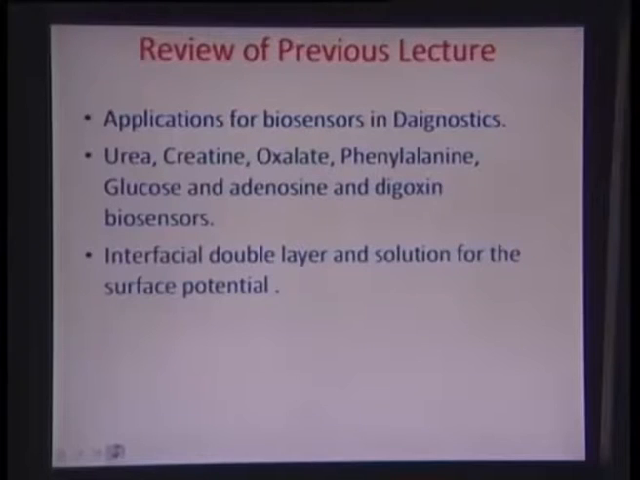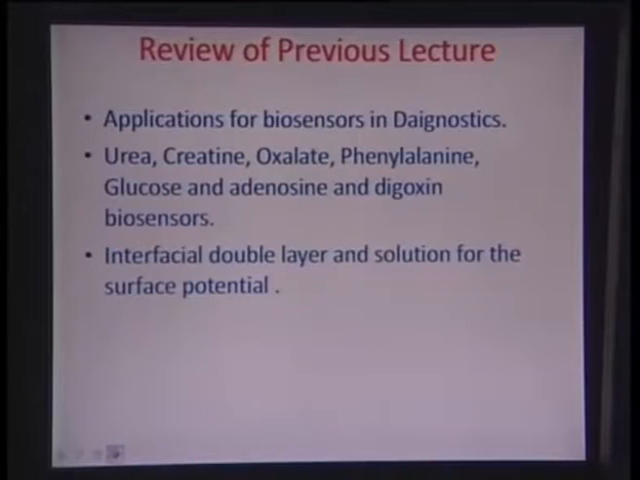Okay, so this is lecture 12. Talking about the last lecture, we tried to cover the following topics: application of biosensors in the diagnostics industry, particularly for metabolites of interest like urea, creatine, oxalate, glucose, adenosine, and so forth. There are different gas-based sensors which are used for taking a blood sample and doing quick analysis of one or more of these metabolites in the patient's blood sample.